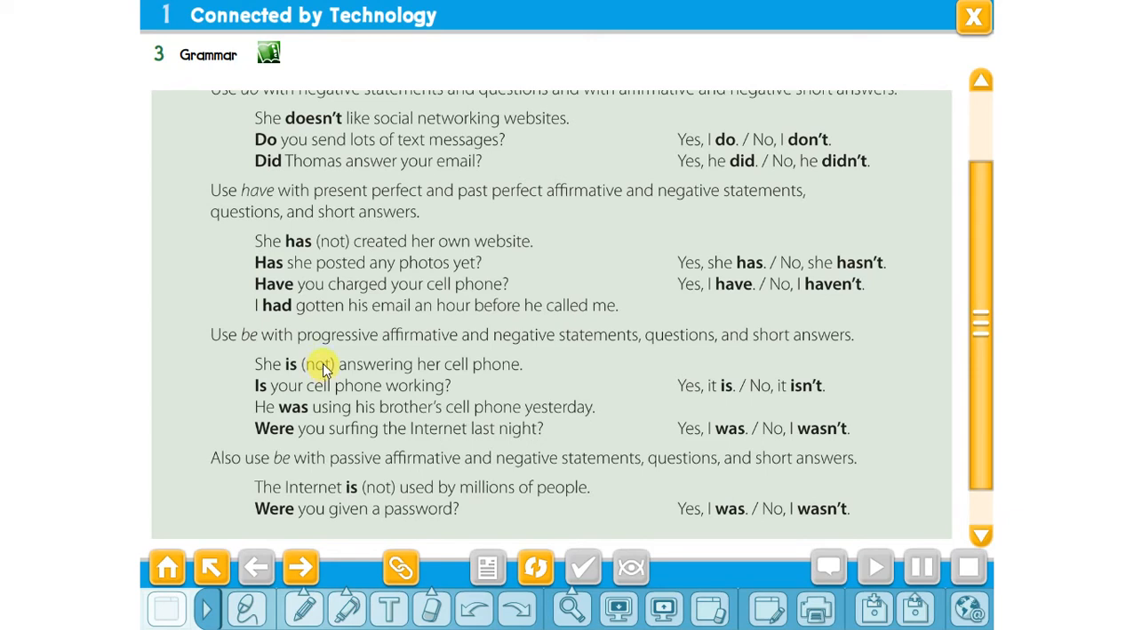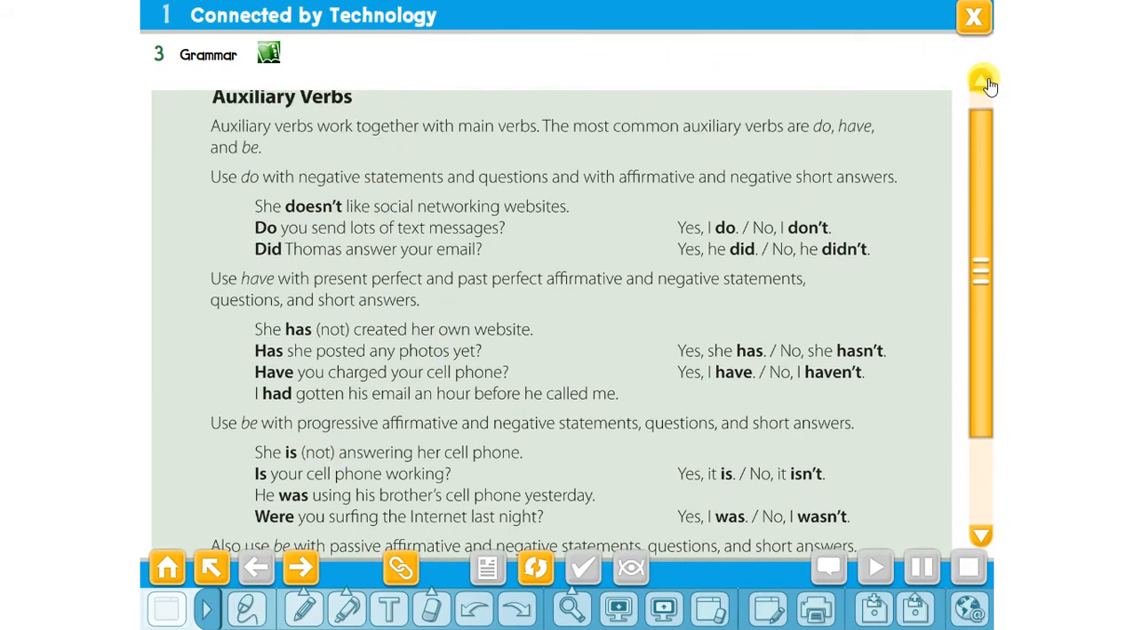Remember, is, are, am, either they are auxiliary verbs or main verbs. You can use them as auxiliary verbs. But for has, have, had, no, you can't use them this way. You must use does, do, and did in order to make the question. Remember that. Our lesson here is not new.